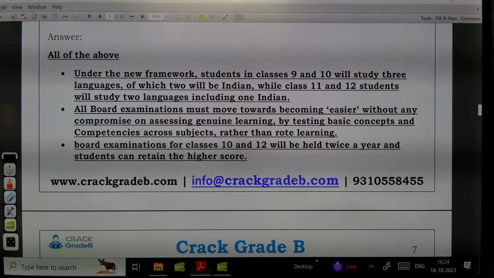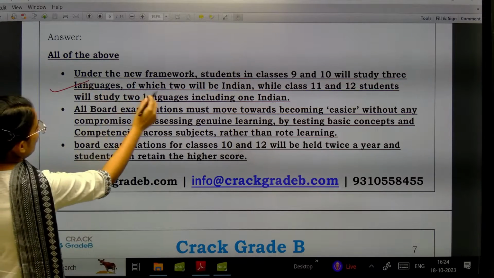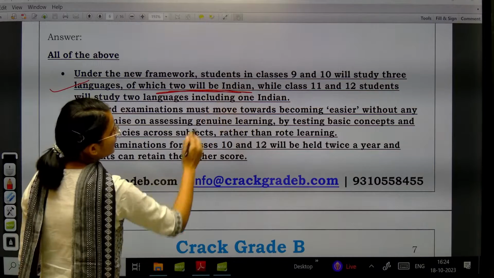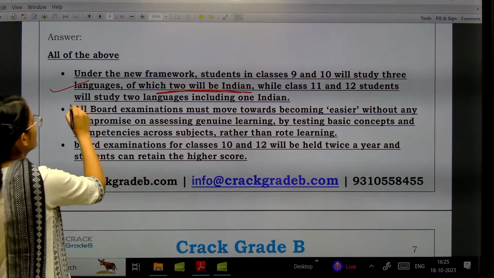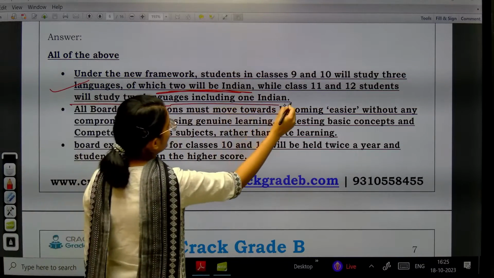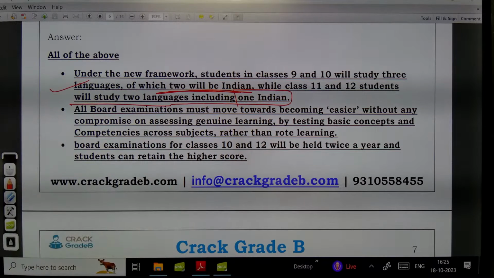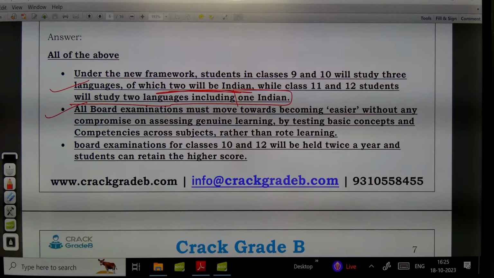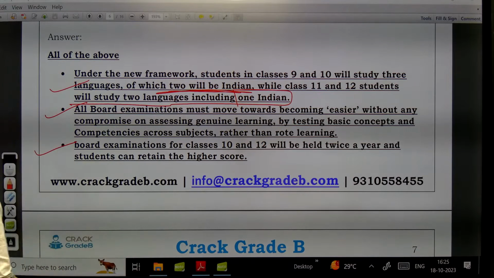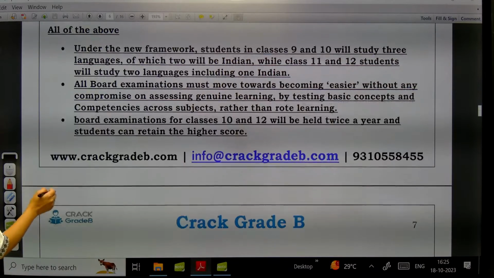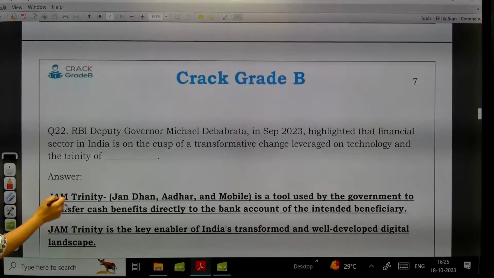So under the new framework, in class 9 and 10 students will study 3 languages, of which 2 will be Indian, while class 11 and 12 will study 2 languages including 1 Indian. Okay. All board examinations must move towards becoming easier without any compromise on assessing genuine learning by testing basic concepts and competencies. Third is board examination for class 10th and 12th will be held twice a year and the exam with the higher score will be taken as the final score.